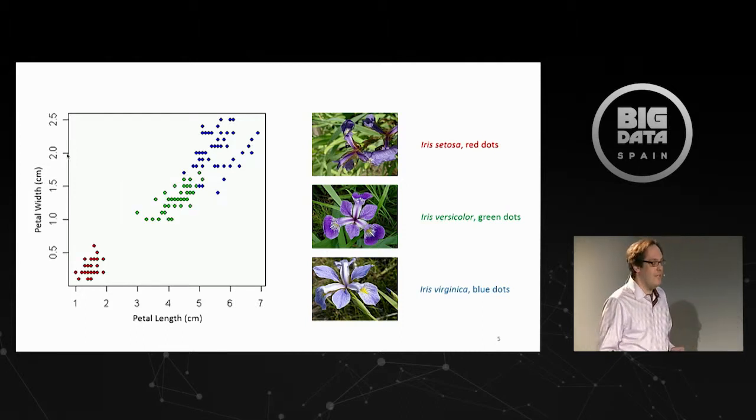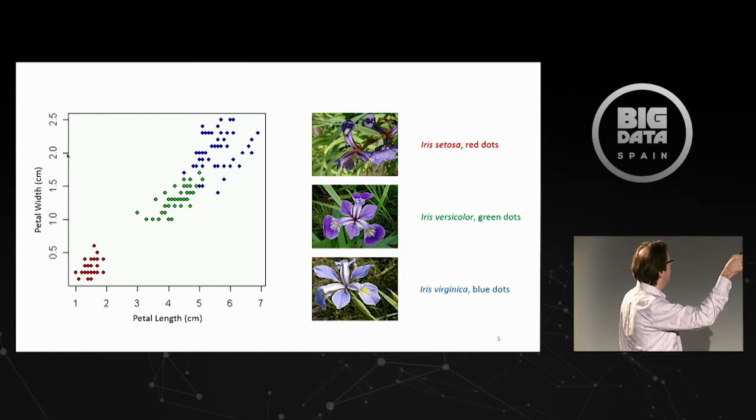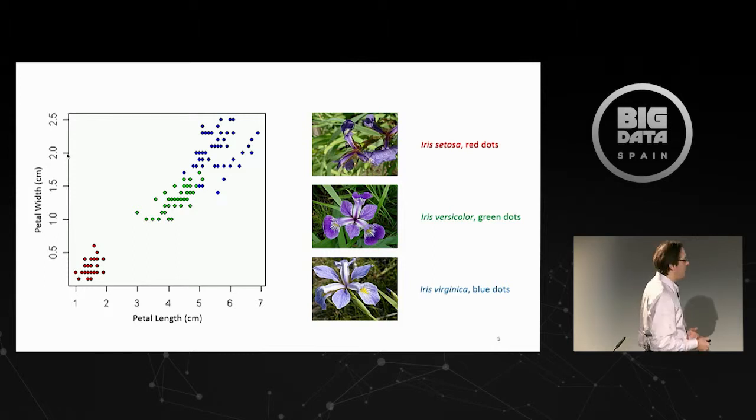We have this data, and looking at it, you can see that there's a pattern here, right? The red is all in this corner, the blue is all in this corner, the green is in the middle. So this species here has long and wide petals. Over here, this species has short, fat petals. And just visually looking at this, you can see that there's a pattern here.